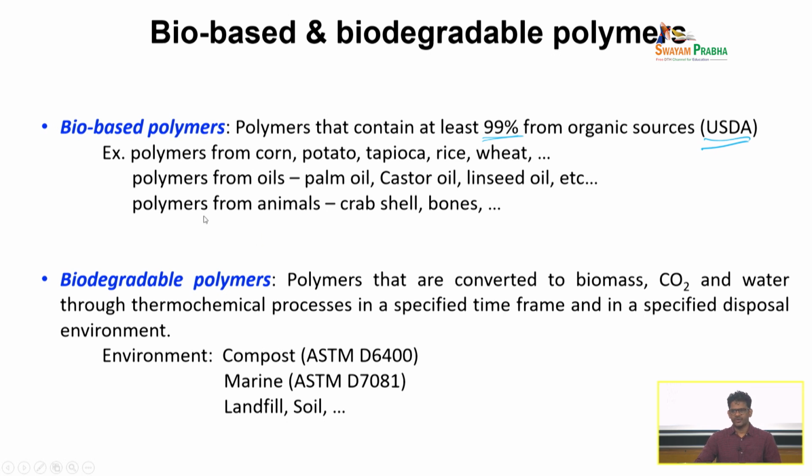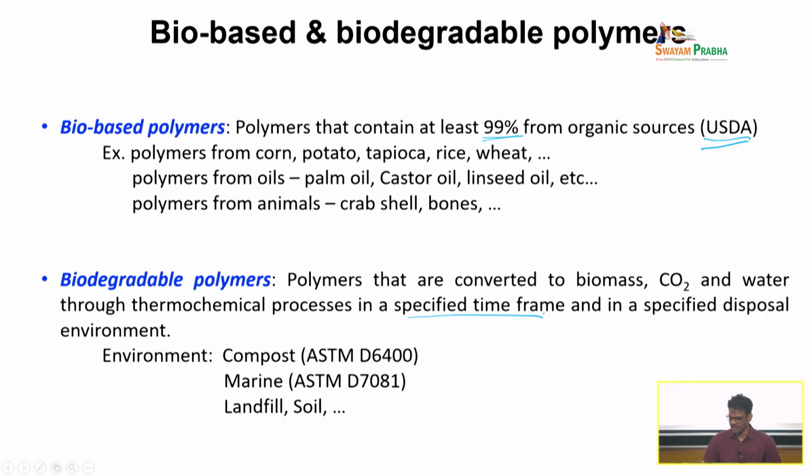There are also polymers you can draw from animals and marine life. For example, from the crab shell, or from the bones of mammalian animals, you can draw some polymers, which we call proteins. So there are classes of molecules: polysaccharides, oils and fats, and proteins. As long as you derive 99% of their mass from a bio or organic source, we call them bio-based polymers.